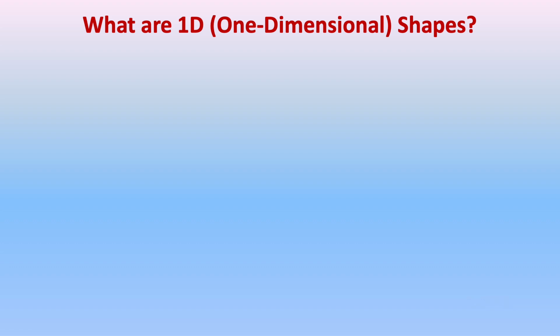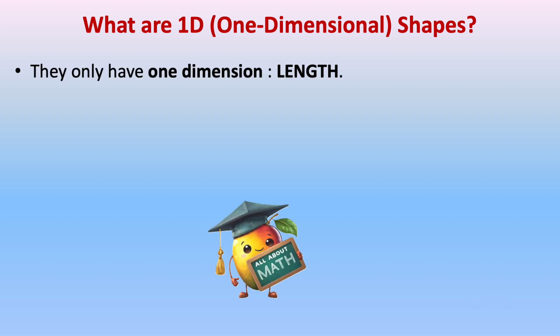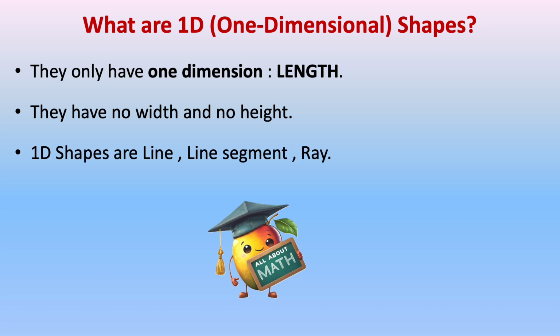What are 1D, one-dimensional shapes? They only have one dimension, length. They have no width and no height. 1D shapes are line, line segment, and ray.